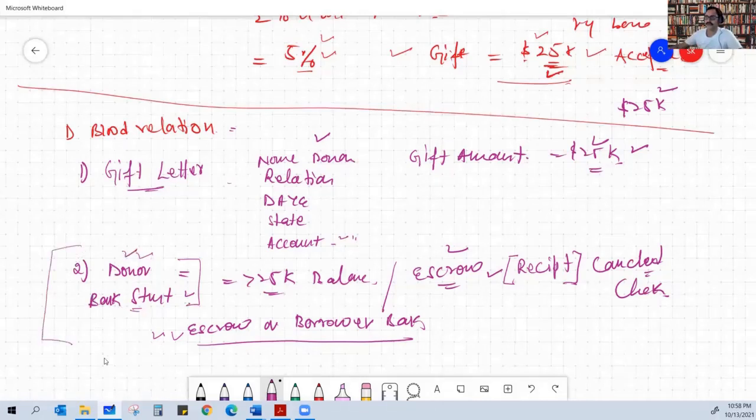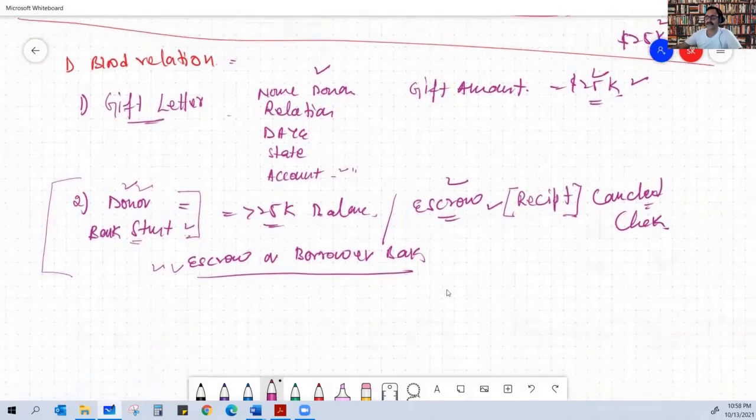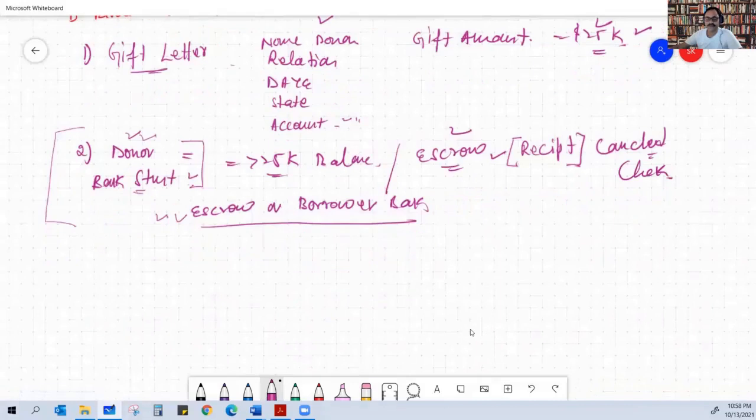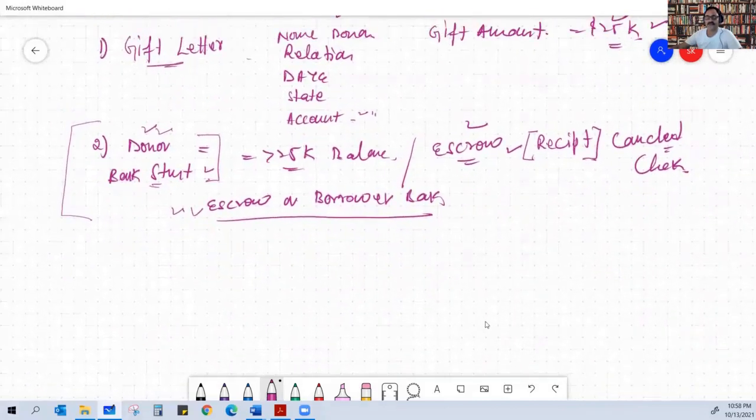Okay, so those are the few gift requirements, or gift letter requirements, or gift funds requirements. Why we need gift funds, who can donate, and what the documentation requirements are. Everything needs to be verified.